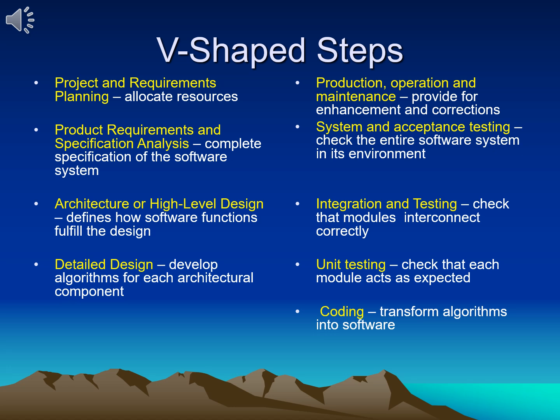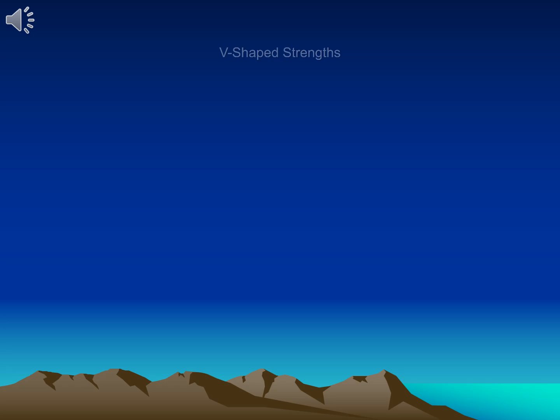System and acceptance testing check the entire software system in its environment. Integration and testing check that modules interconnect correctly. Unit testing checks that each module acts as expected. Coding transforms algorithms into software.